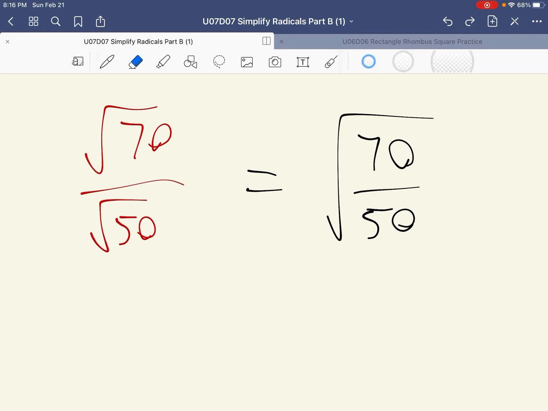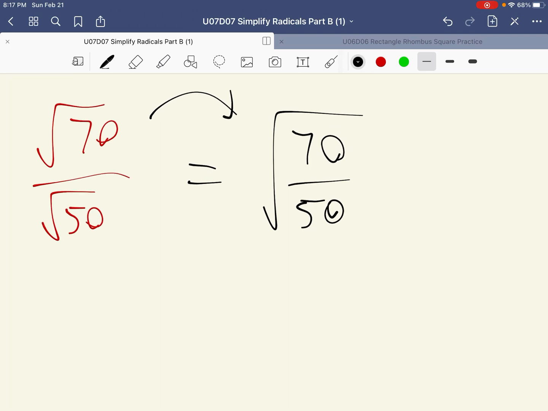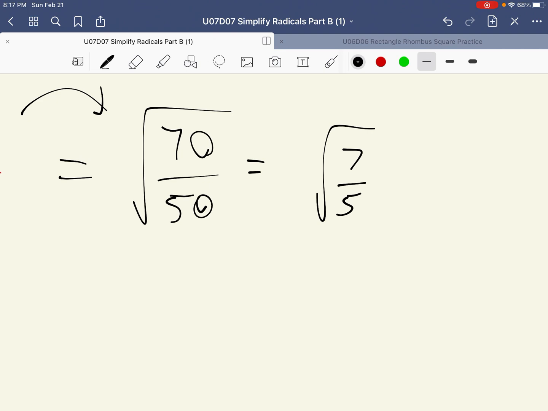Now there's two ways we can do this. We can either simplify it first or we can simplify it later. So we'll do it this way first, where we put them inside the same fraction. We're just going to simplify 70 over 50, and then we're going to try and simplify it a little more. So this is going to become radical 7 over 5, because 70 over 50 is going to be 7/5. We're going to rewrite this as radical 7 over radical 5.